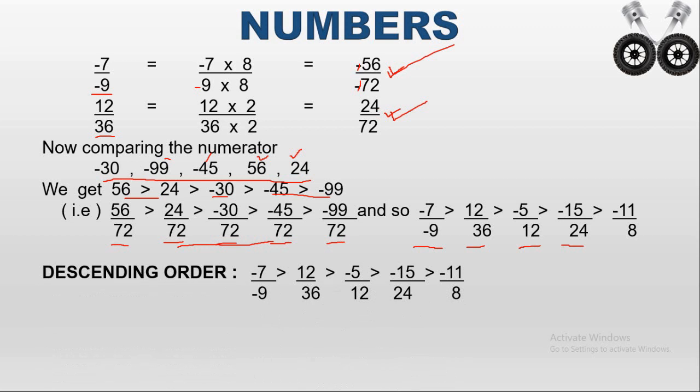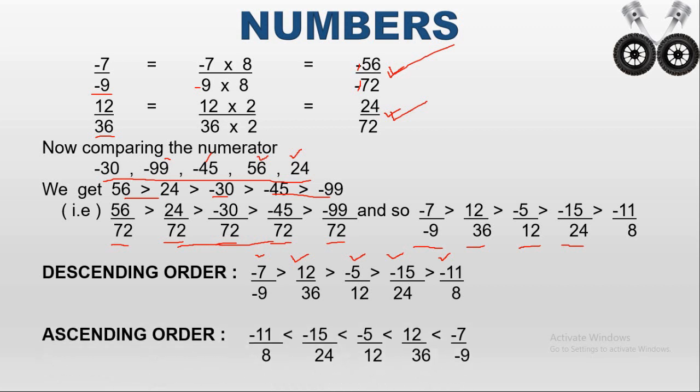Very first I will arrange the descending order. So what is the descending order? You have to arrange the numbers from big to small. Which is the biggest number? Minus 7 by 9 is the biggest number. And then the second biggest number is 12 by 36. Third biggest number is minus 5 by 12. And then the fourth biggest number is minus 15 by 24. And then the last number is minus 11 by 8.